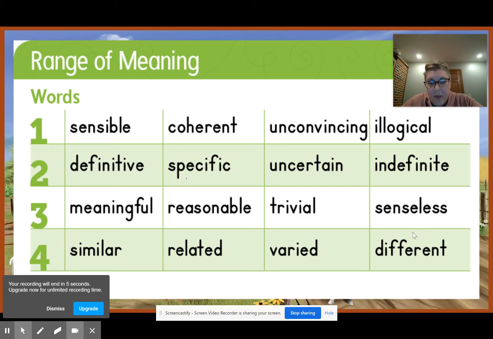So you should be ready for your checkpoint. Don't forget to play the Jeopardy game also to review vocab. Good luck.